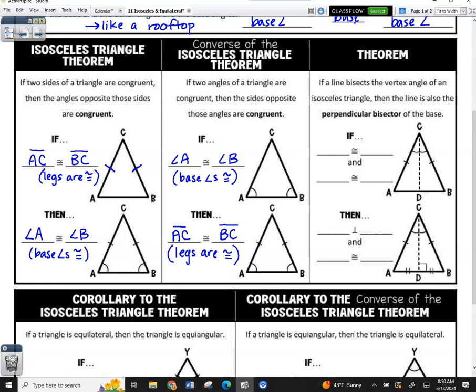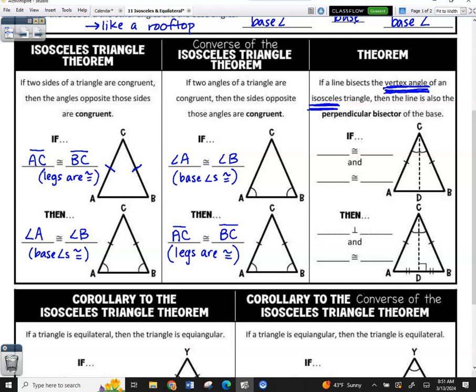So, which brings us to the third one. The third one's a little new. If a line is bisecting the vertex angle, this is important. It has to be the vertex angle of an isosceles triangle, not just any triangle. It has to be isosceles. If a line is bisecting the vertex angle, this is the vertex angle up here, then that line is dropping perpendicular to the base.